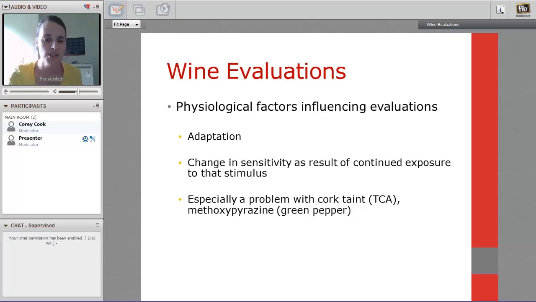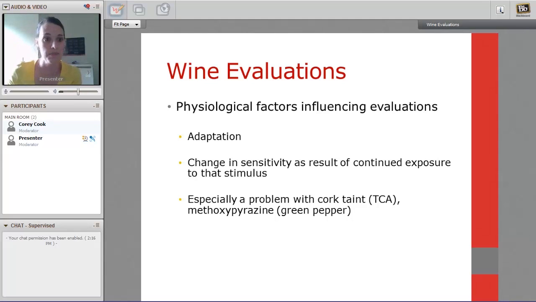This is especially an issue when it comes to cork taint, TCA, trichloroanisole, or methoxypyrazine, which is a green pepper aroma. With TCA particularly, if you order a wine in a restaurant, and they bring it over to you and you sniff it, you think, I think that smells a little corky, a little cardboard, a little wet doggy. But then you go back and smell it and you don't smell anything. It's because you may have become adapted to that smell. That compound is notorious for becoming adaptive. So if you think you smell it, you may, and you probably did. So, send the wine back as appropriate.